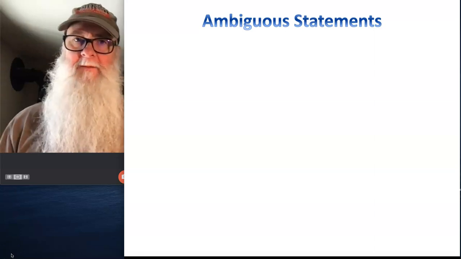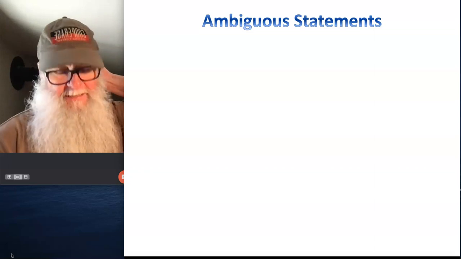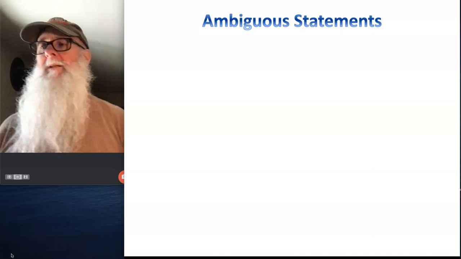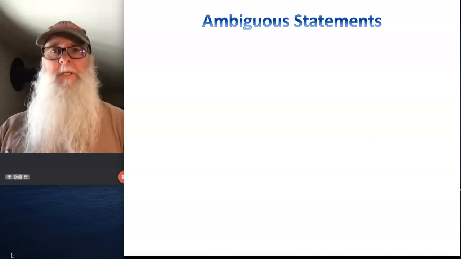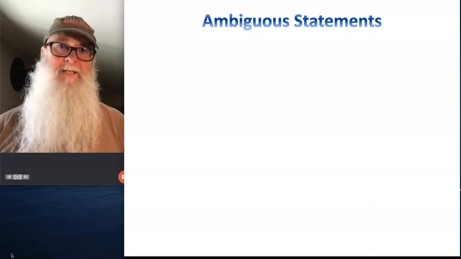A kind of statement that can drive us a bit wonky is the ambiguous statement. Ambiguous statements are statements that can legitimately be said to have multiple possible interpretations. So somebody comes to us and they say, Jerry's a really cool person. Are they making a claim about Jerry's personality or about his body temperature?